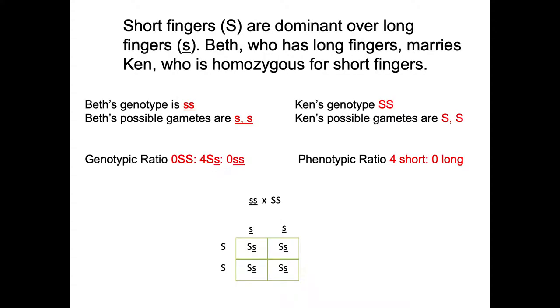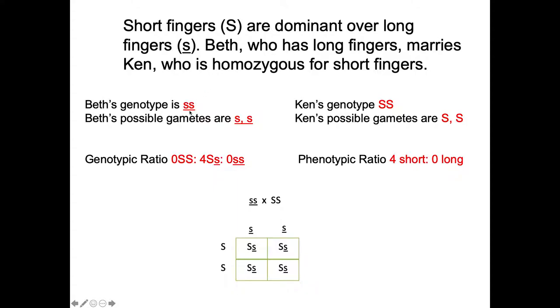Okay, so short fingers, capital S, are dominant over long fingers, lowercase s. This is the recessive allele. Beth, who has long fingers, marries Ken, who is homozygous for short fingers. The first step is to find Beth's genotype. So Beth here in this problem says that she has long fingers. Well, long fingers is recessive, so she needs both of these recessive alleles to have long fingers.